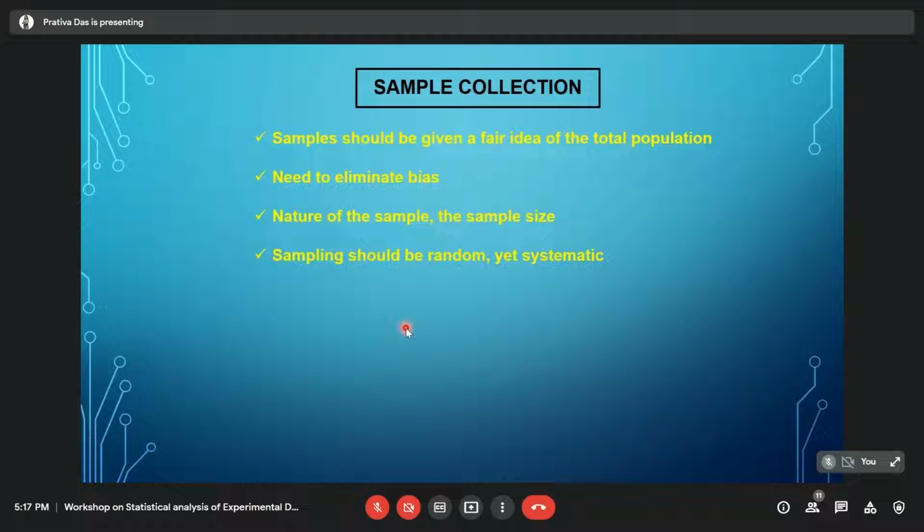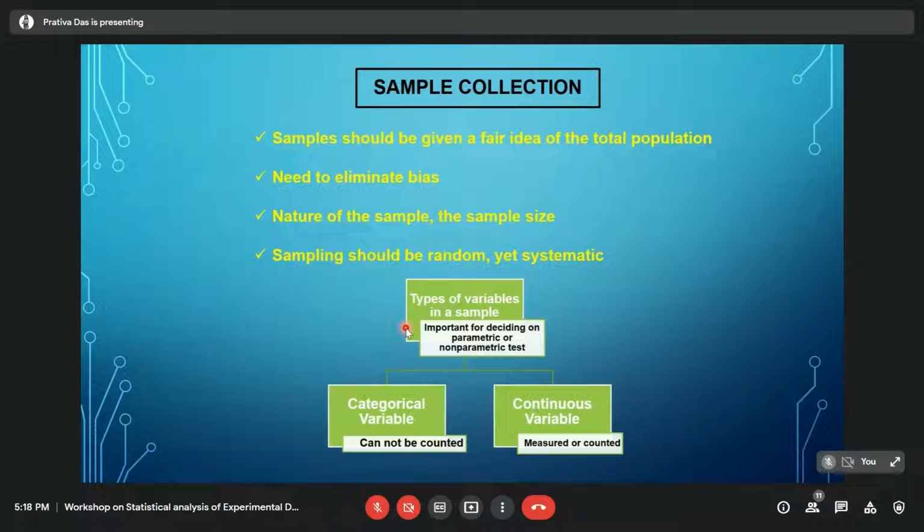Systematic means you are checking the nutrition level of a certain population. However, there could be some people who migrate to that place and stay only for one or two years. Their nutrition level could be completely different from the nutrition level of the people who were born and brought up there. So again, your sampling also should be systematic. It should not be ignoring any other point, so it should be very much focused.